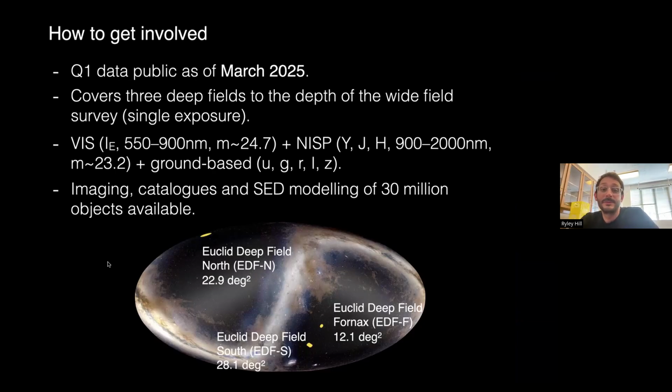This was made public in March of 2025, so March last year. This data covers three deep fields. Here I'm showing you what they are. There's the Euclid Deep Field North, which is clearly the only one in the north. Then there's the Euclid Deep Field Fornax, and then the Euclid Deep Field South. And just to confuse everybody, if you're a galaxy person, then this will be confusing. If you're not a galaxy person, then maybe it's not confusing.